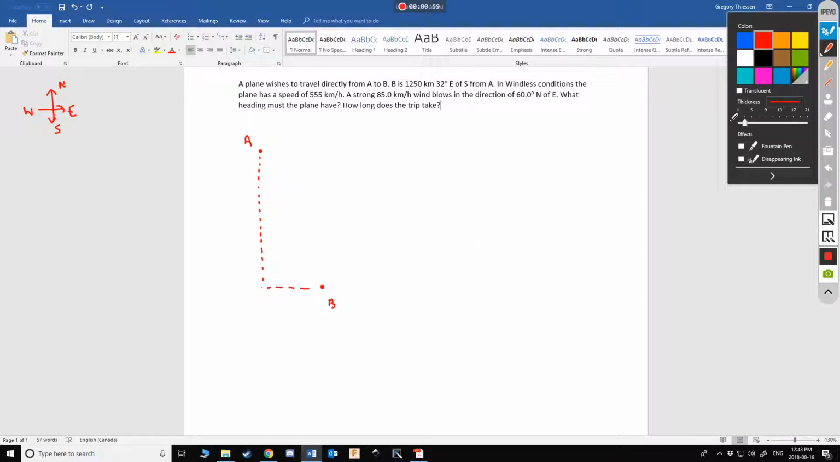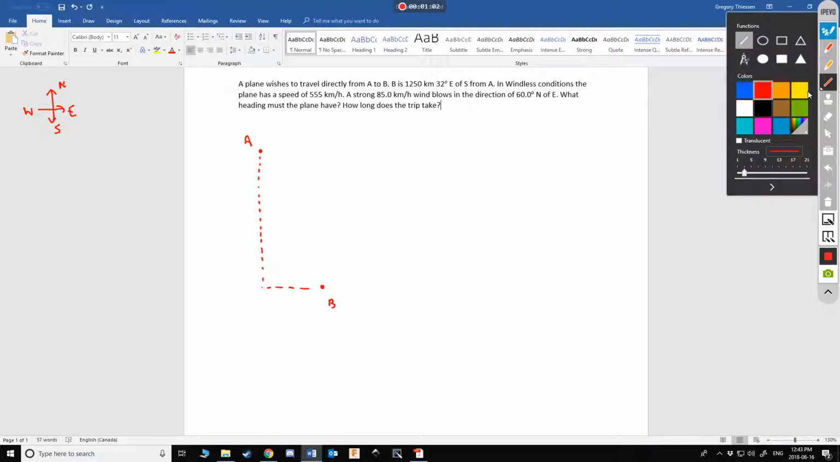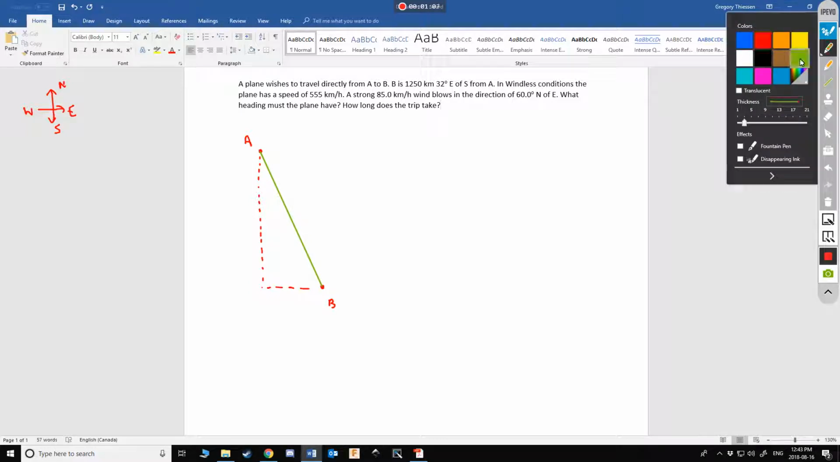So our resultant vector is going to be from A to B. Okay, one of the hardest things about these problems is just being able to draw the scenario. So this is my 32 degrees. So in windless conditions, the plane has a speed of 555 kilometers per hour. So again, in real life, it's more complicated, but what we're assuming is that the plane is traveling at 555 kilometers per hour. If there's no wind, it's going to go directly from A to B.